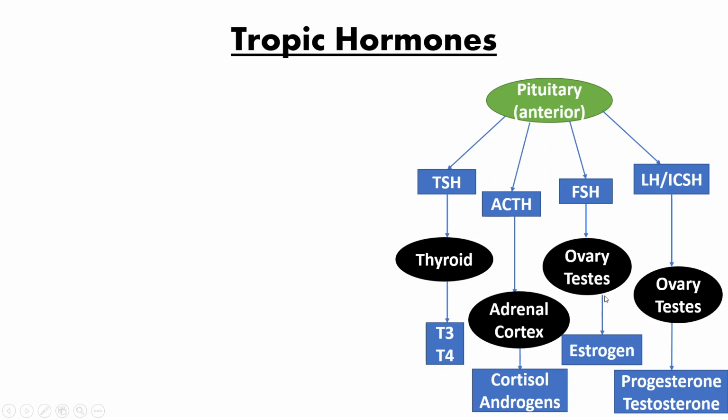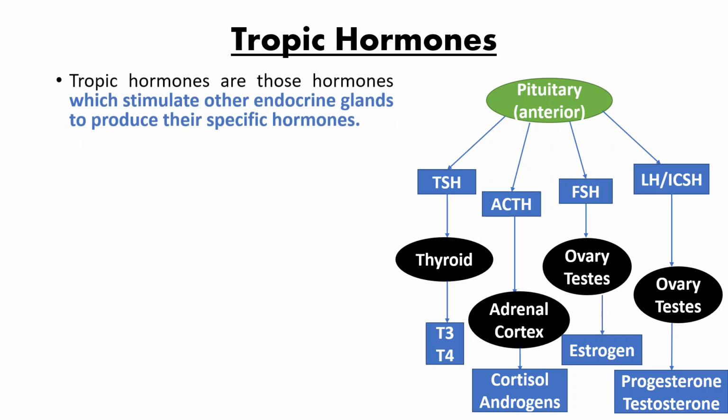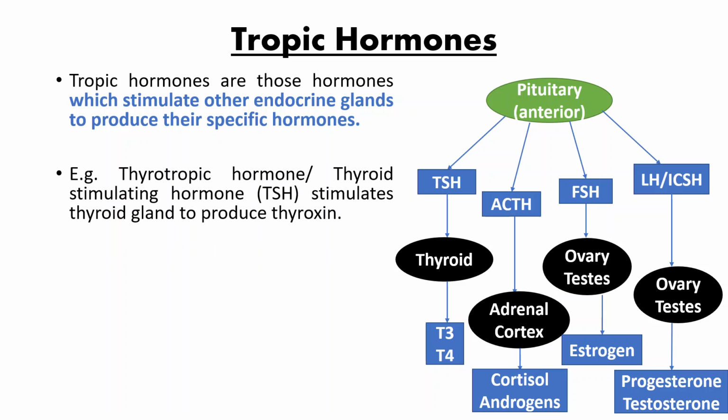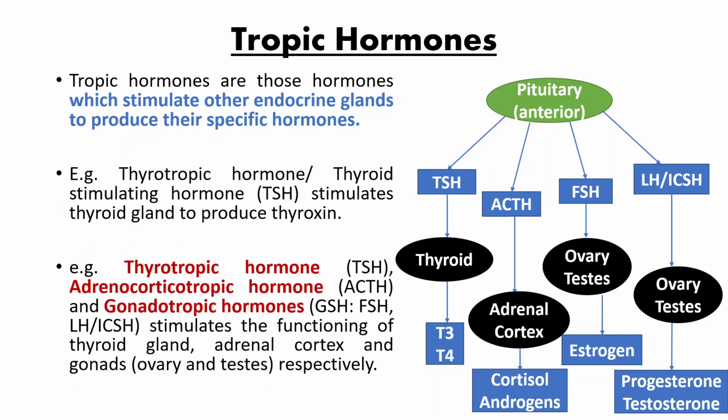Now coming to the tropic hormones. What are the tropic hormones? Tropic hormones are those hormones which stimulate other endocrine glands to produce their specific hormones. Mainly, hormones secreted by the anterior pituitary are tropic hormones. See here, from the anterior pituitary, TSH, ACTH, FSH and LH or ICSH are secreted.